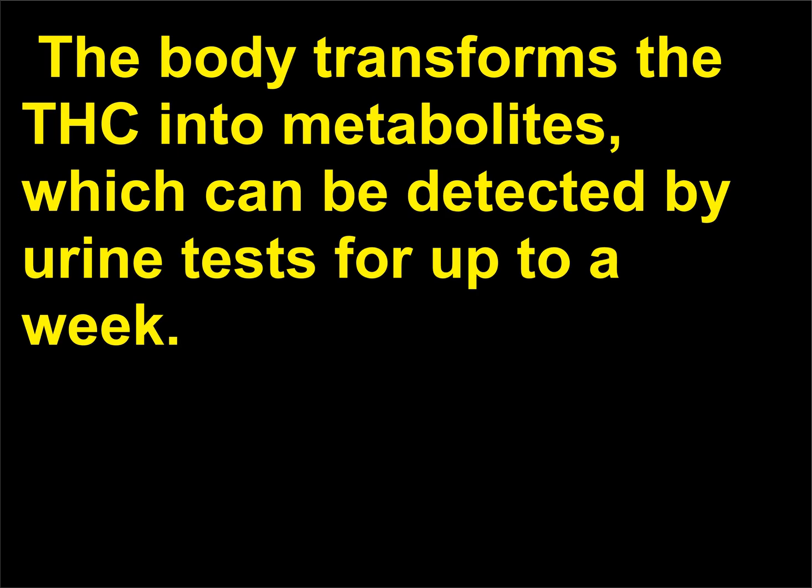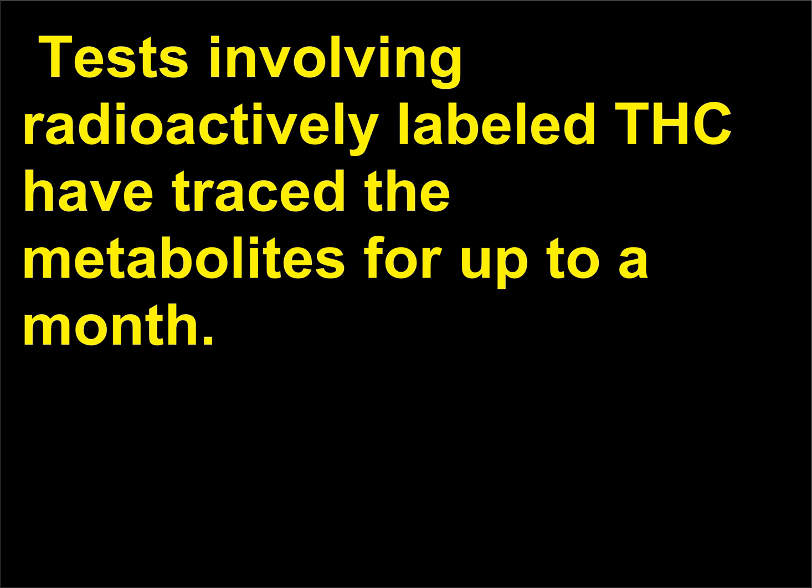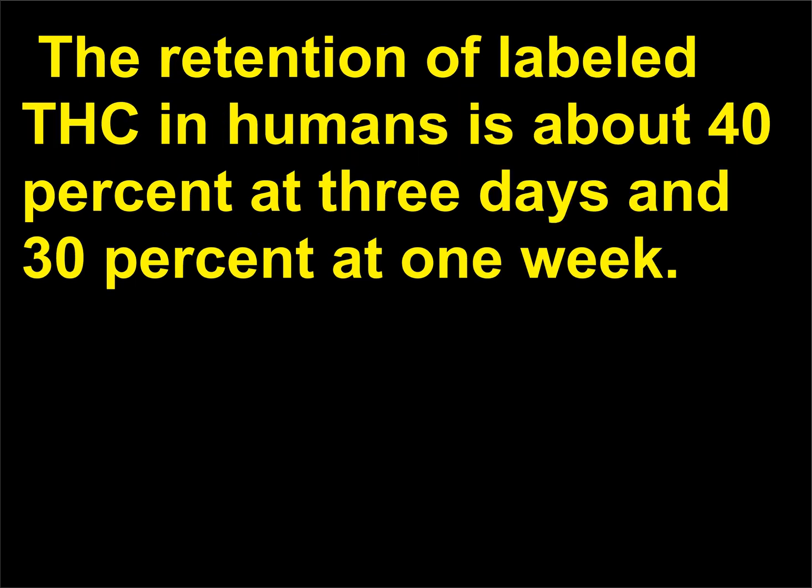The body transforms the THC into metabolites, which can be detected by urine tests for up to a week. Tests involving radioactively labeled THC have traced the metabolites for up to a month. The retention of labeled THC in humans is about 40% at 3 days and 30% at 1 week.